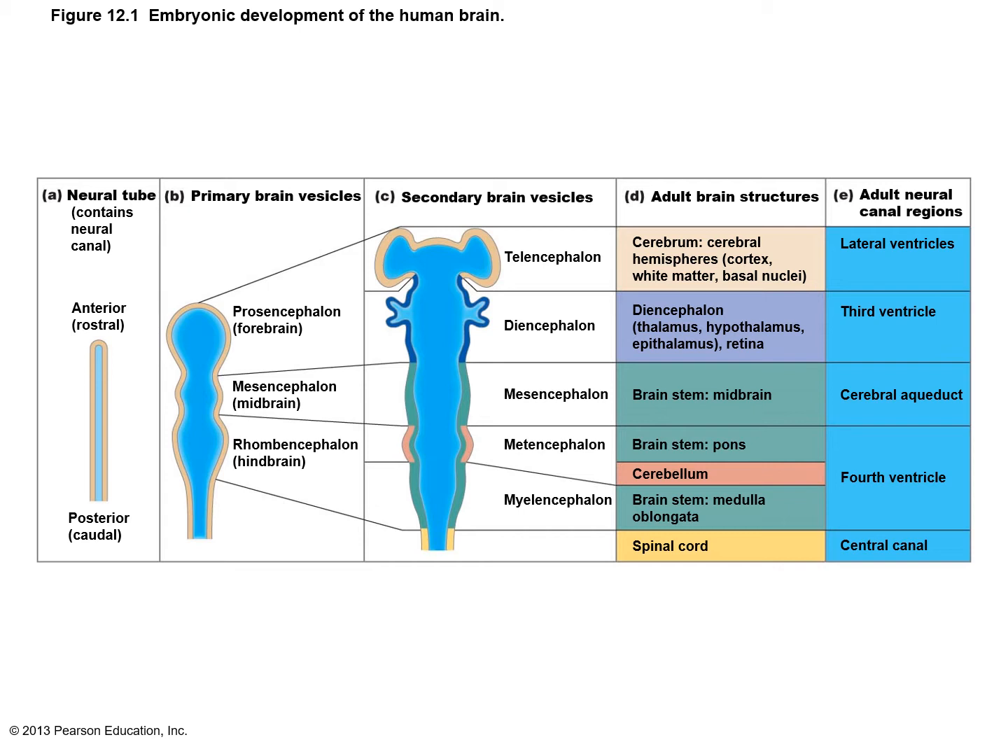For instance, the telencephalon results in the cerebrum, which is the cerebral hemispheres, cortex, white matter, and basal nuclei, along with fluid-filled structures called the lateral ventricles. We'll go into these in more detail later on. For now, what I want you to remember is simply that secondary brain vesicles result in adult brain structures and also fluid-filled portions called neural canal regions.